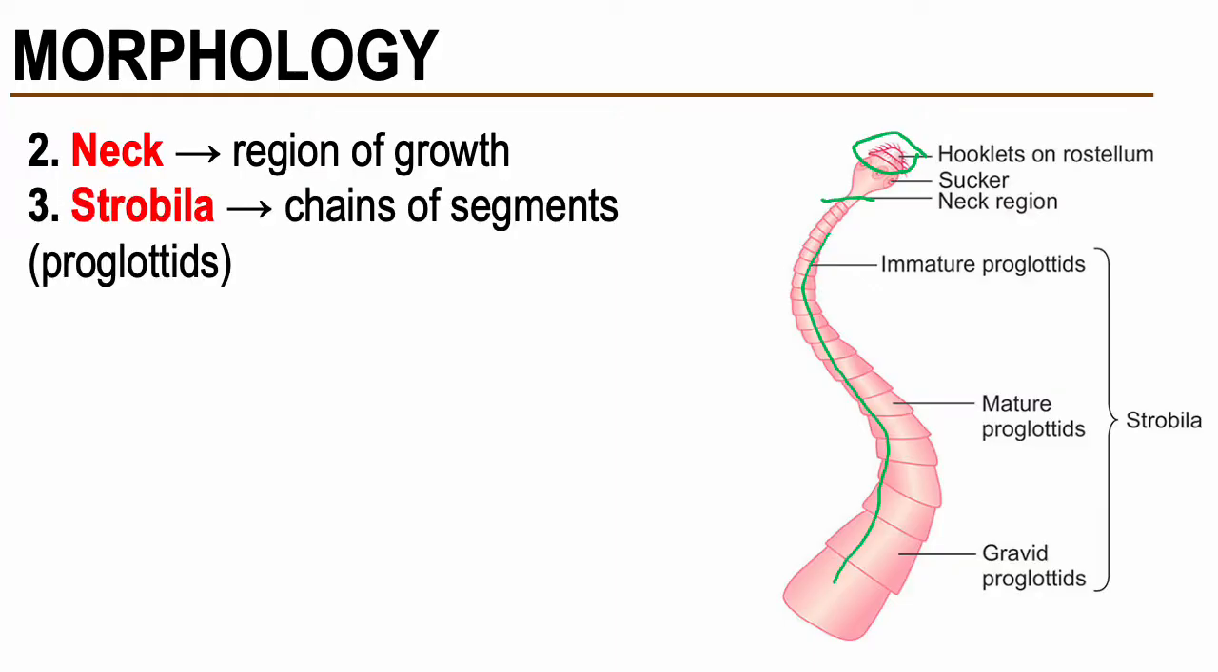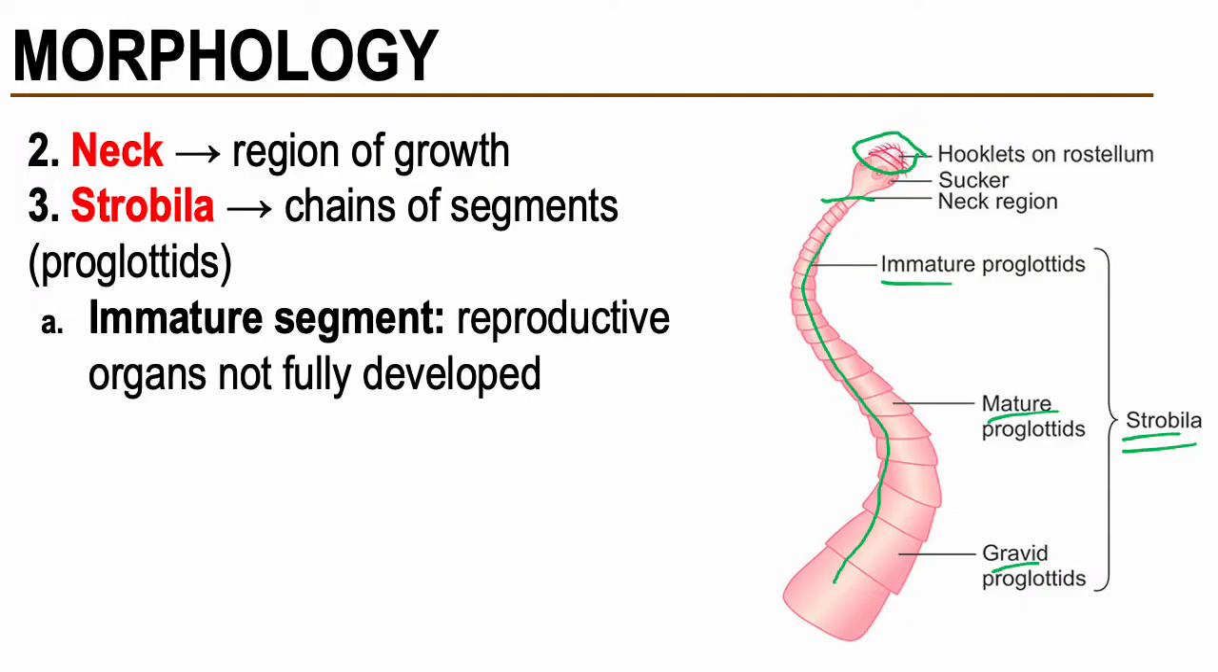Next is the strobila. The strobila is actually the collective term to describe the chains of segments called your proglottids. In the body of our tapeworms, they contain 3 types of segments or proglottids, namely your immature, mature, and the gravid proglottids. Just by looking at their first word, we can know what types of sexual organs are present on these segments.